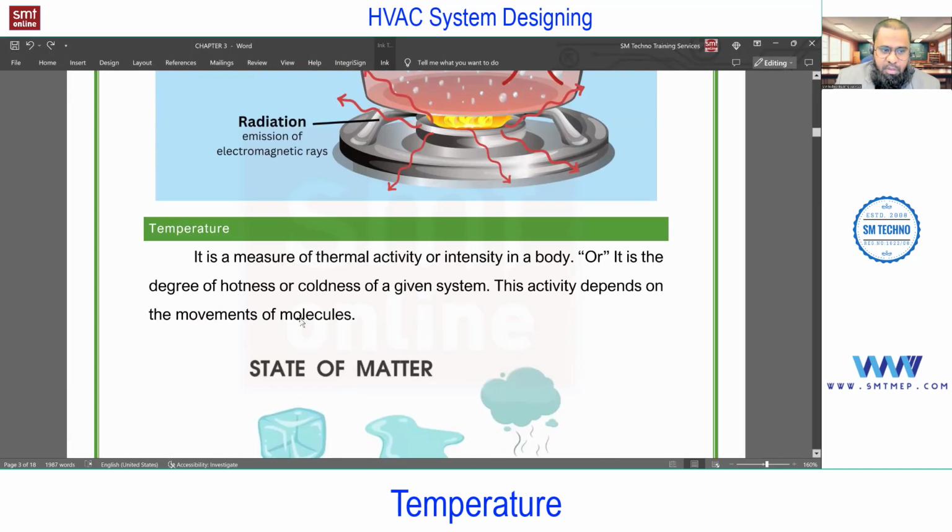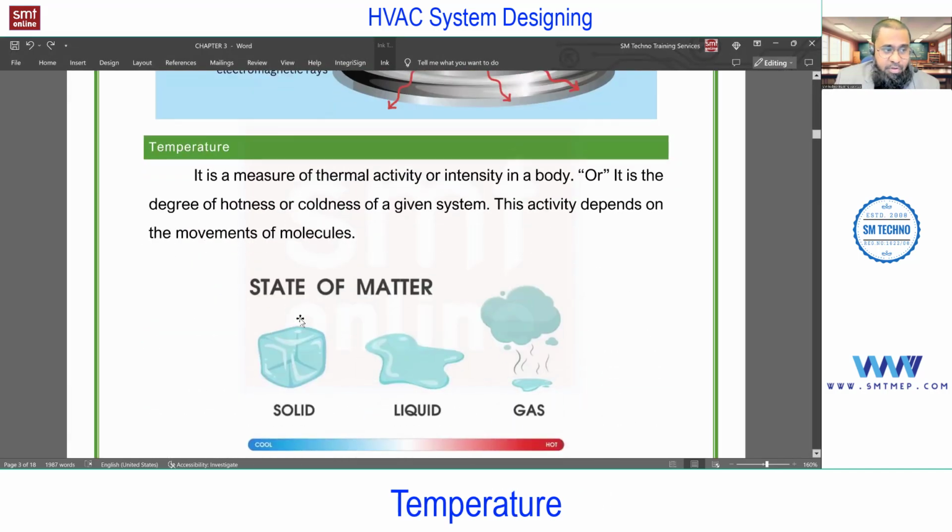Next, temperature, very, very important. At the beginning of this session, we discussed that temperature and heat are not the same, right? So heat is what? It is the energy. And the intensity of energy is temperature. So you see, this is important.